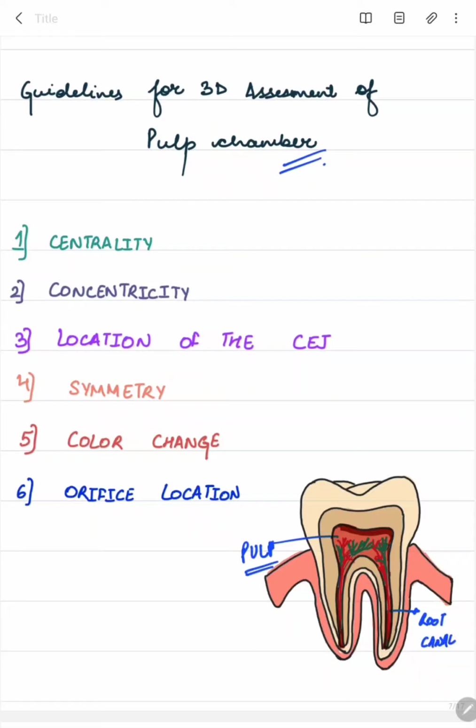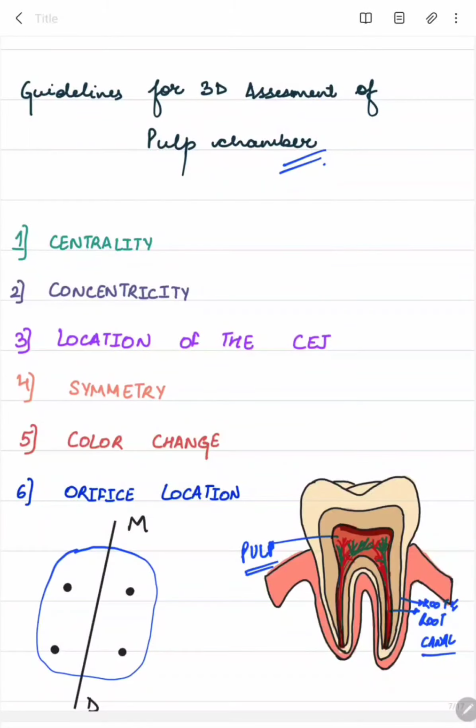And this is the root of the tooth, you can see, right? So the external root surface anatomy reflects the internal pulp chamber anatomy basically. So this is the concentricity. Thirdly, location of the CEJ. As we have discussed, it is the most important landmark while preparing access, right?